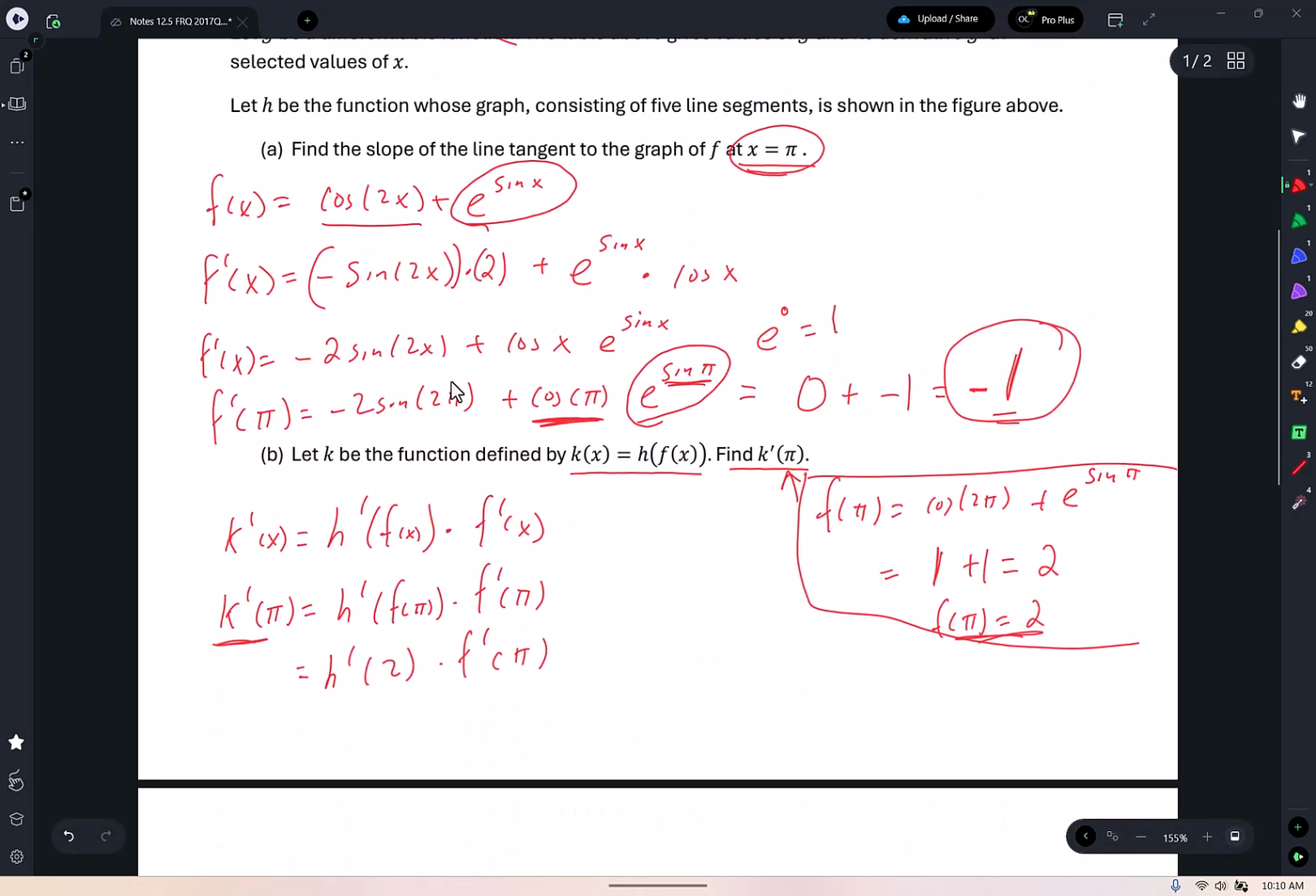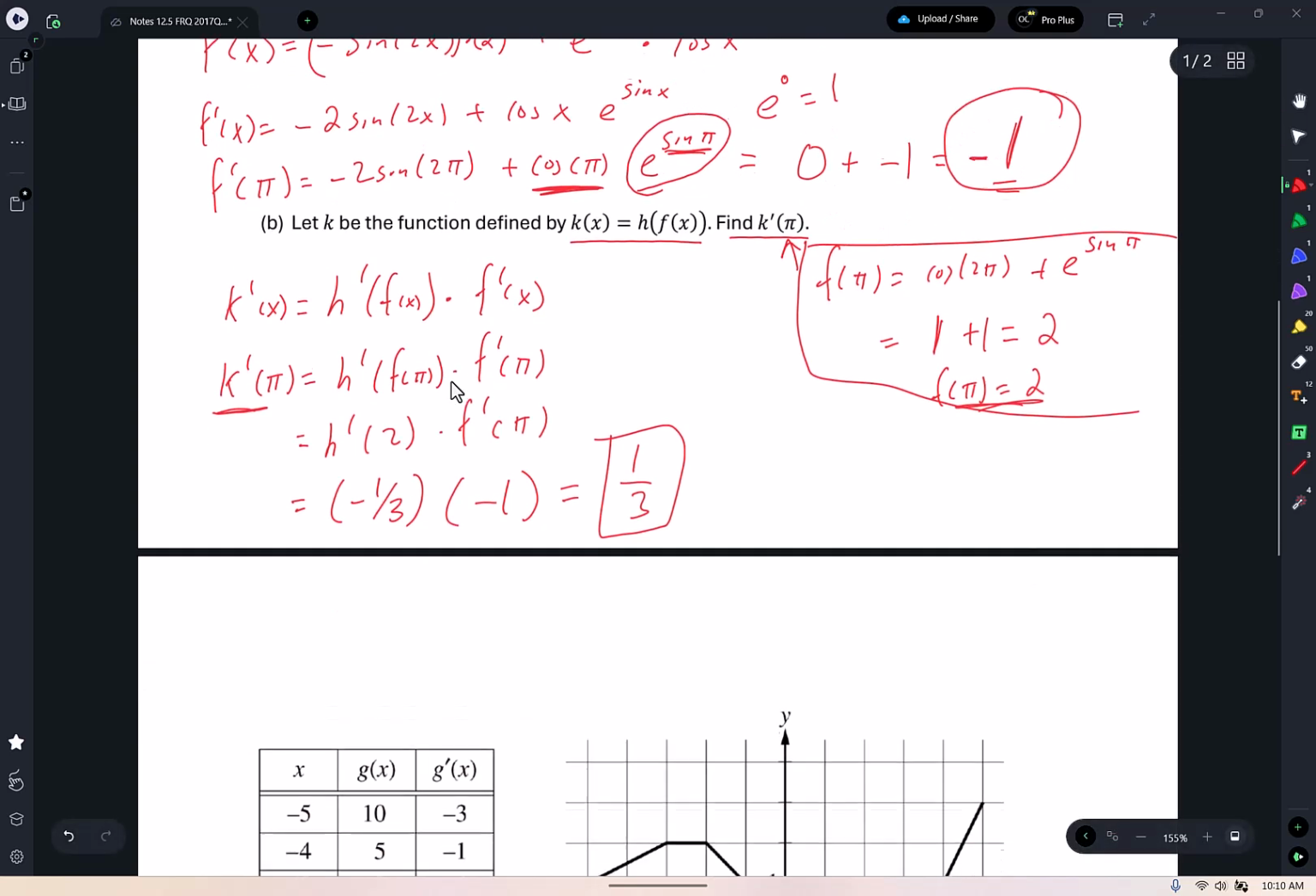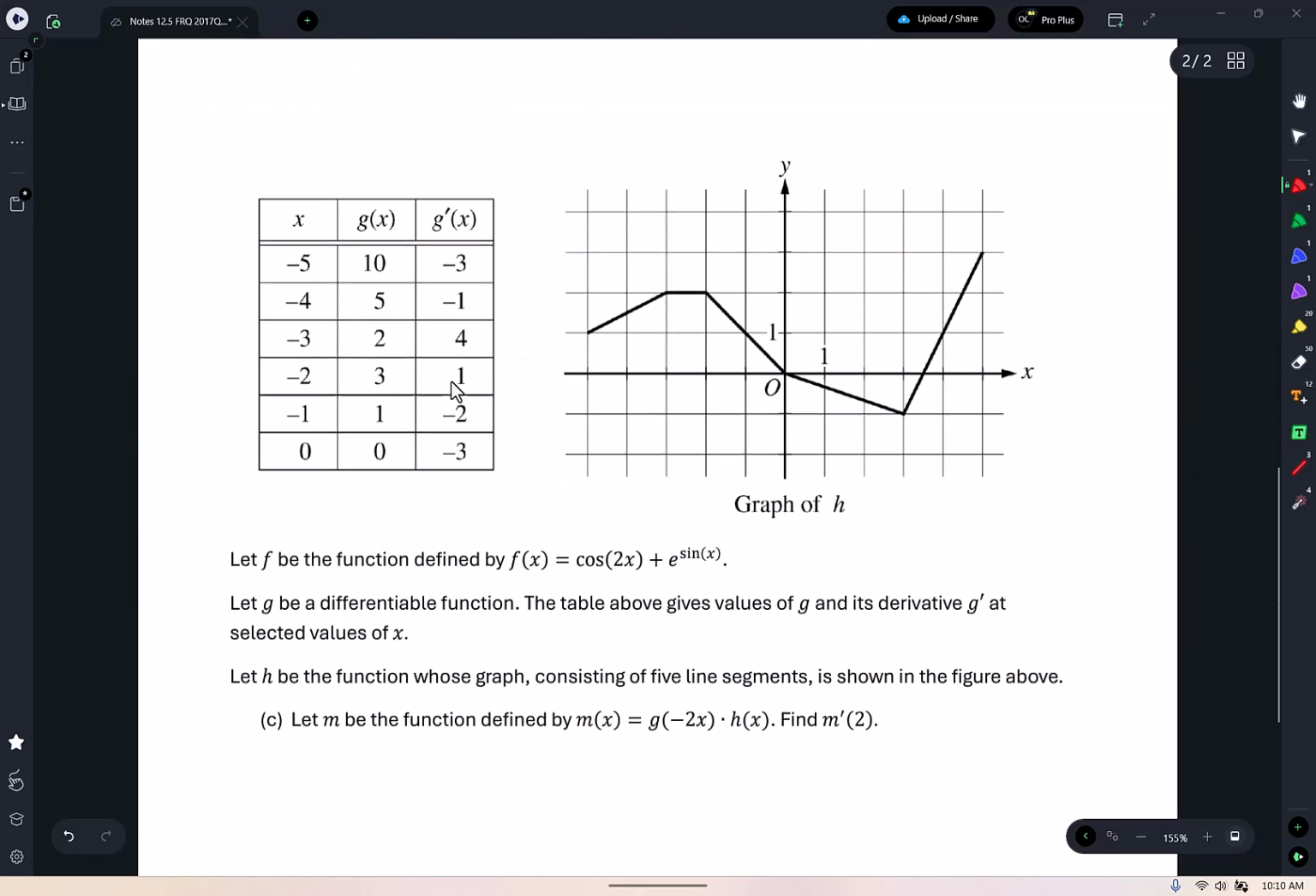I come back, and that's what I'm going to write. Negative 1/3 times negative 1. What's negative times a negative? There's my answer. Do you see how we got it, guys? Ask me questions, guys, because you're going to see this tomorrow. Turn the page.